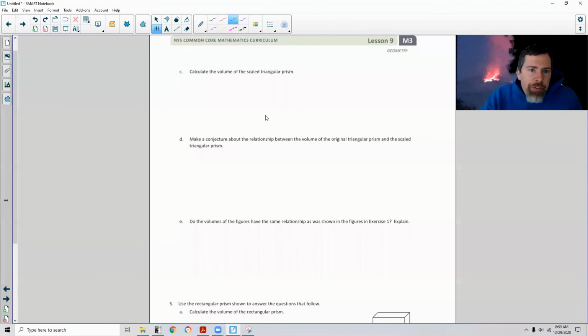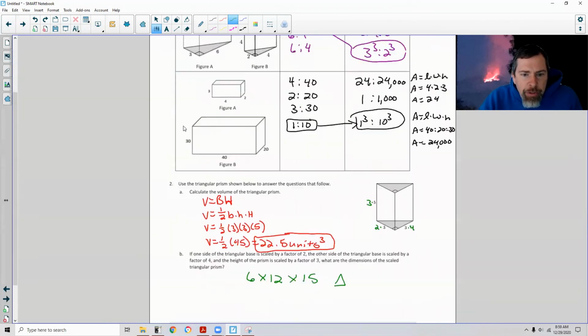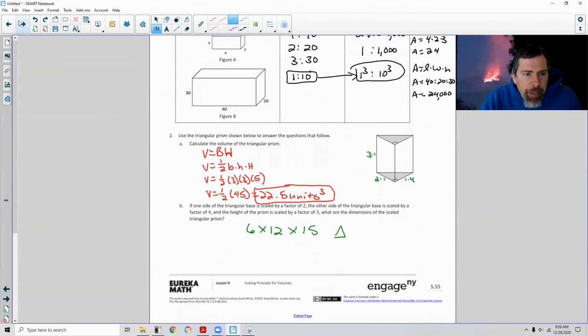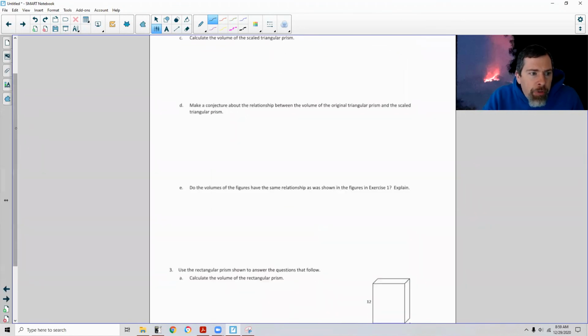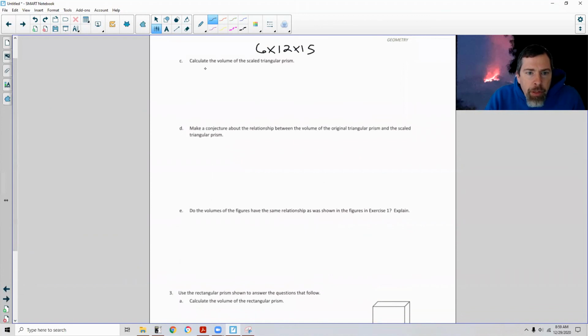All right, page 5 says to calculate the volume of the scaled triangular prism. Let me go back and get the values. I forgot them. 6 by 12 by 15. All right, so let's rewrite that here. 6 by 12 by 15. So they want us to calculate the volume of the triangular prism. So volume equals base area times height.